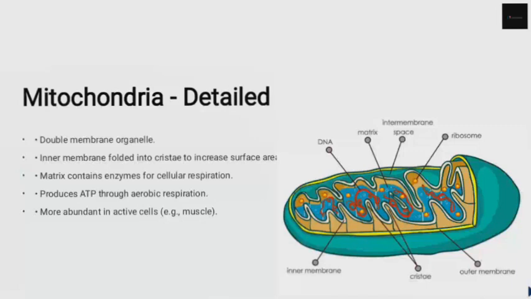Now, it produces ATP through aerobic respiration. It is responsible for energy production. The major important point I want to take out from here is that the mitochondria is more abundant in active cells. Since it produces energy, the number of mitochondria you find in a cell depends on the cell's energy need.